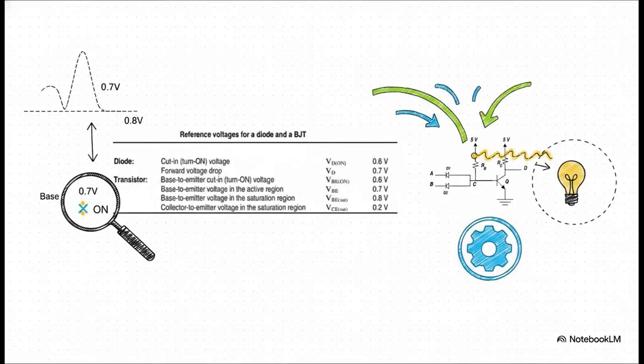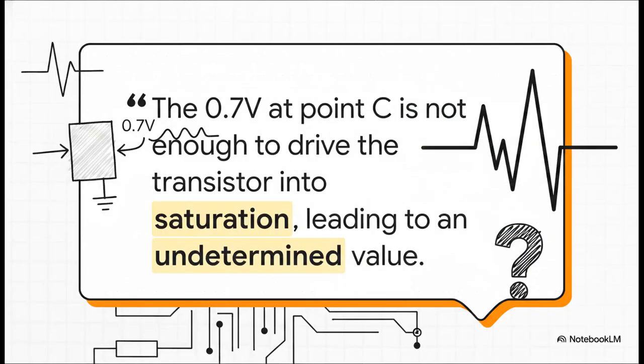Okay, now this is the moment of truth. Let's bring in our forensics kit. The voltage at point C, which is also the voltage going to the transistor's base, is 0.7 volts. Now remember our rules. We need 0.6 volts to turn the transistor on. Well, 0.7 is greater than 0.6, so the transistor does turn on. But to drive it all the way into saturation, we need 0.8 volts, and 0.7 is less than 0.8. So there it is. That's the smoking gun.